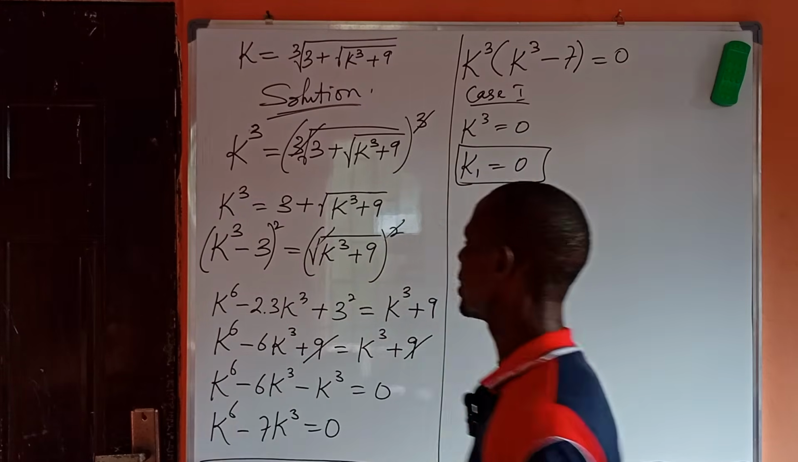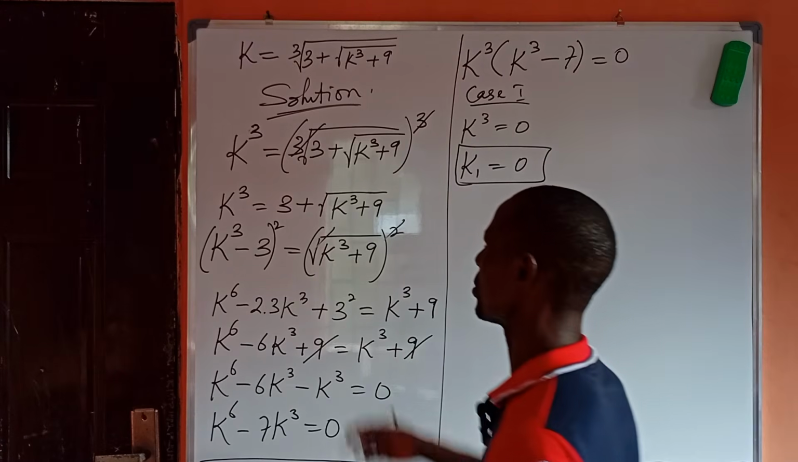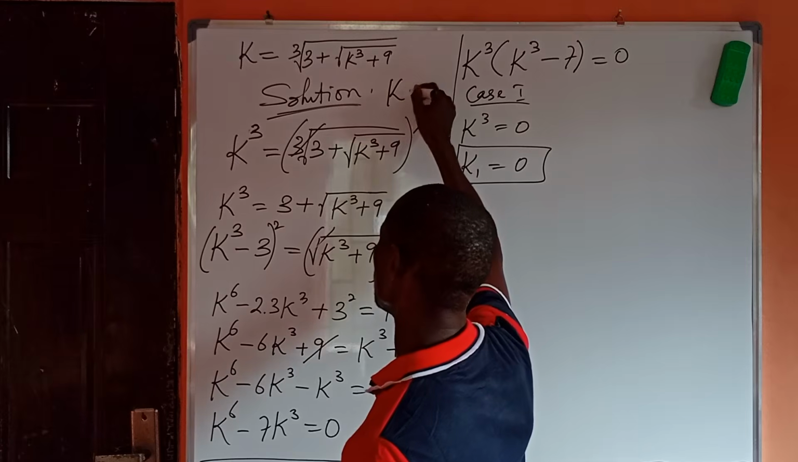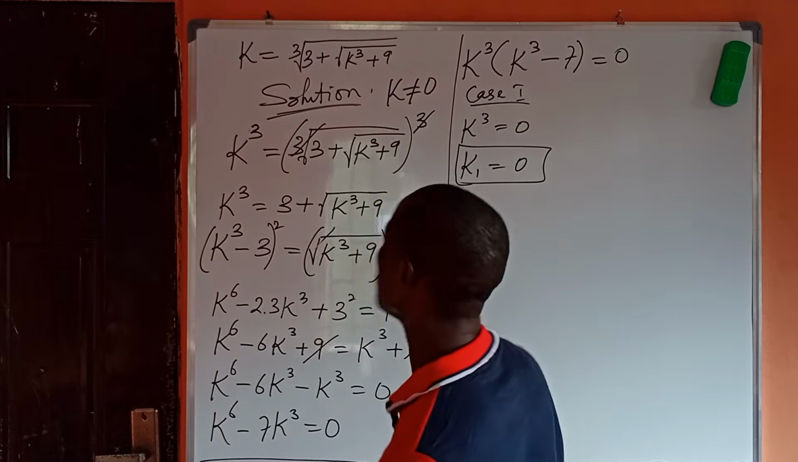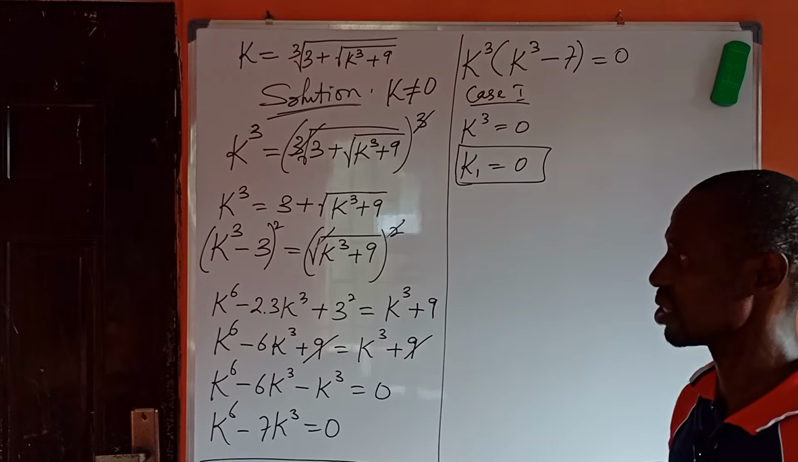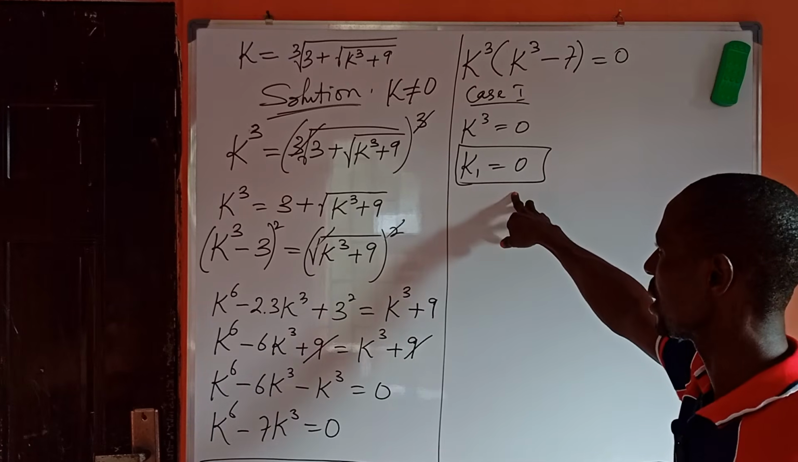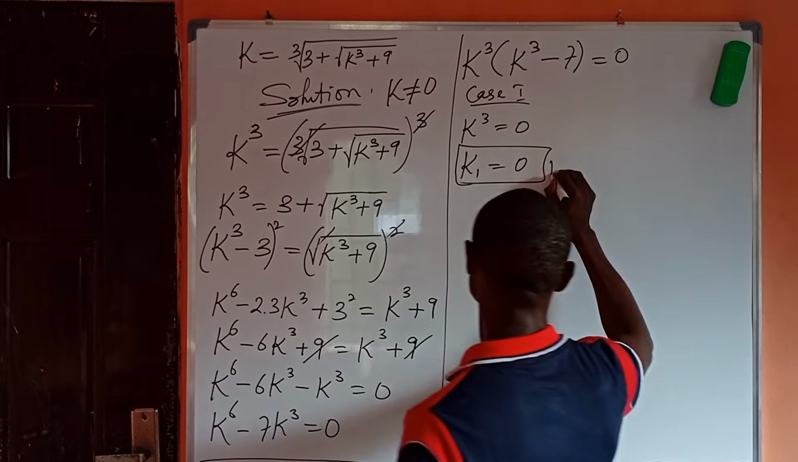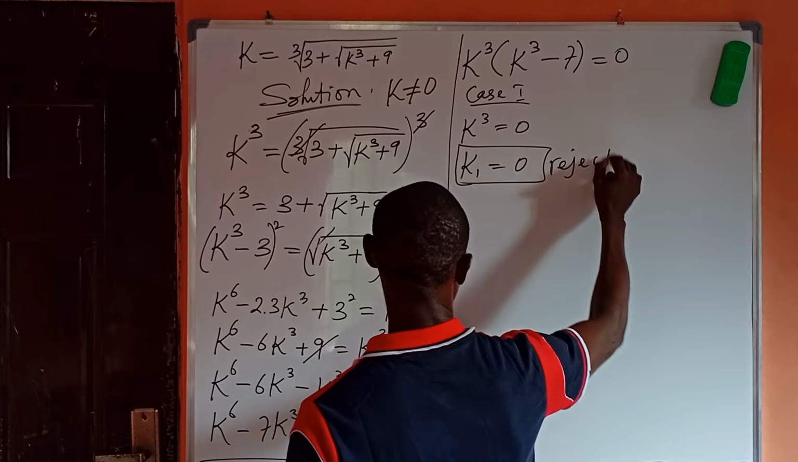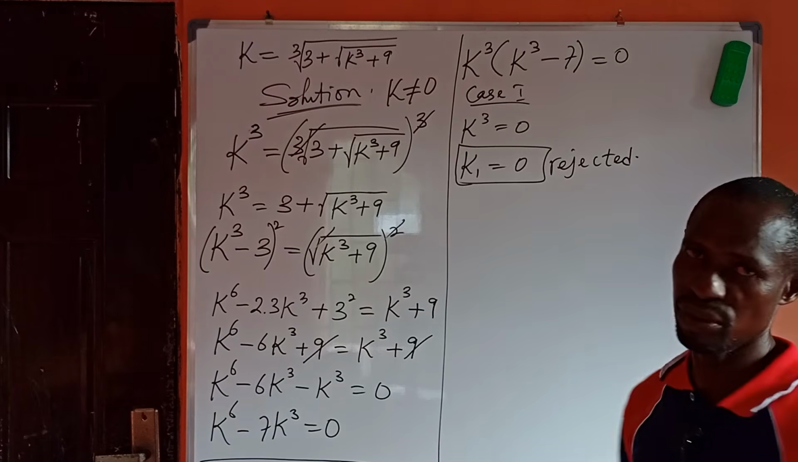Now, if you look at this equation carefully, you discover that k can never be equal to 0. That's one of the assumptions we have to take before solving this. So if k is not equal to 0 and we solve k to be 0, then this solution is rejected. We just have to reject this solution. We can prove it.